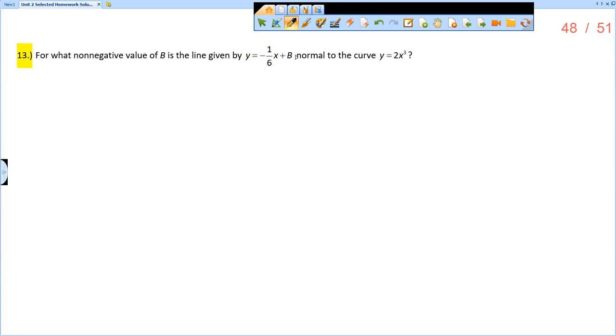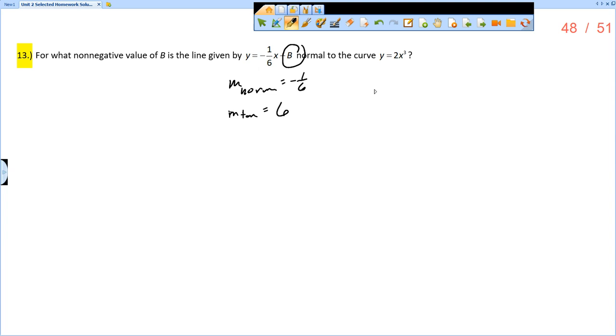All right, so we're trying to find b. If you look at this, y equals mx plus b, that's actually the y-intercept of a normal line. Now, it says normal to the curve y equals 2x cubed. First thing you want to recognize is that the slope of this normal line is negative 1/6, which means that we really want to know when the slope of the tangent line is positive 6. So we're saying, okay, slope of the tangent is 6.